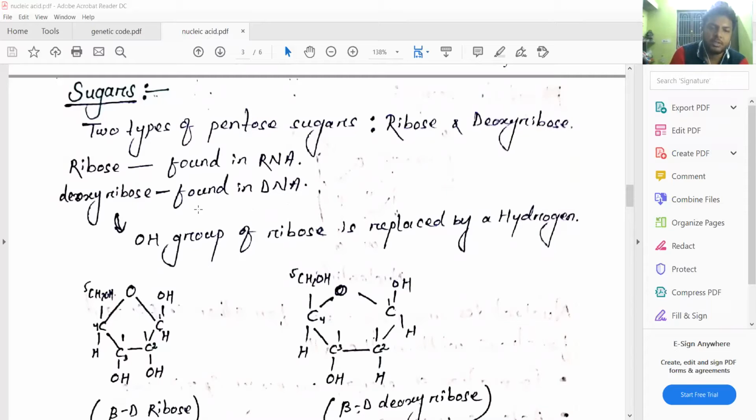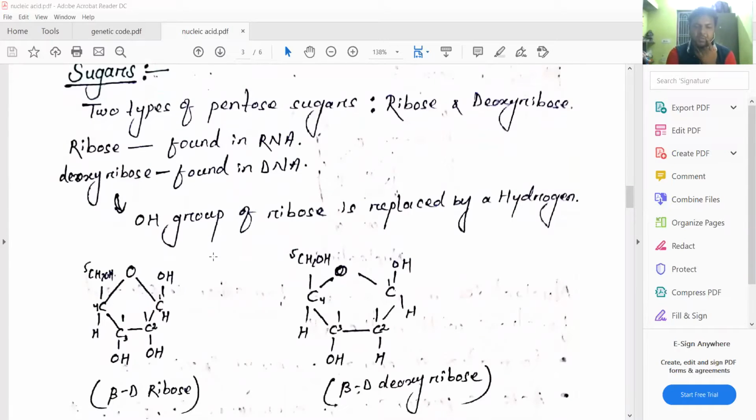acid. So why is this called deoxyribose nucleic acid? Because the OH group of ribose is replaced by hydrogen. So if the 2' OH group is there in the sugar, then it will be called only ribose. If the 2' OH group is replaced by hydrogen, then it is called deoxyribose, that is found in DNA.